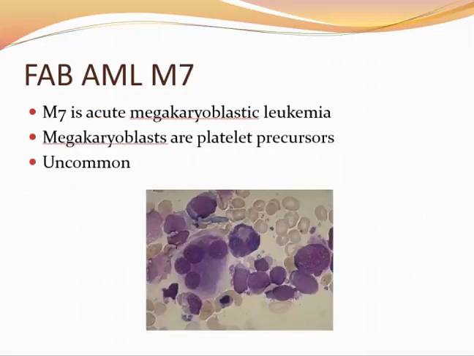The last classification for our FAB system is M7. M7 is an acute megakaryoblastic leukemia. The megakaryoblasts are responsible for the production of our platelets.